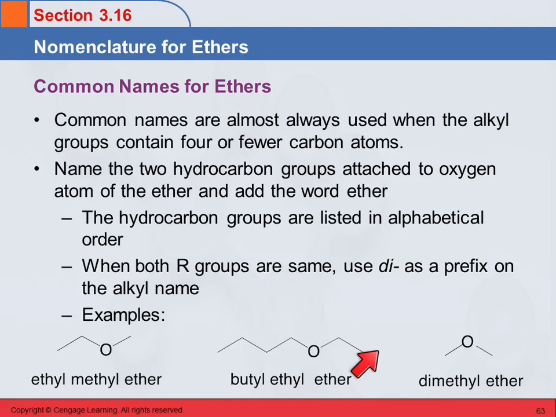This one has an ethyl group and a butyl group. So this is butyl ethyl ether. It starts to get kind of funny after a while. On this one, both of these groups are the same. There's a methyl and here's a methyl. So instead of saying methyl methyl ether, we call it dimethyl ether. And you can have diethyl ether and dipropyl ether. Those are common names, just for the small ones.